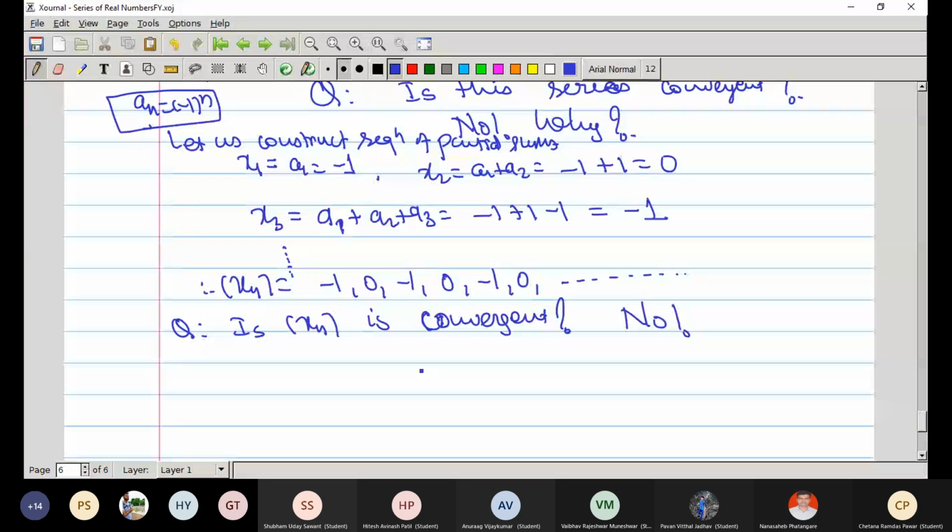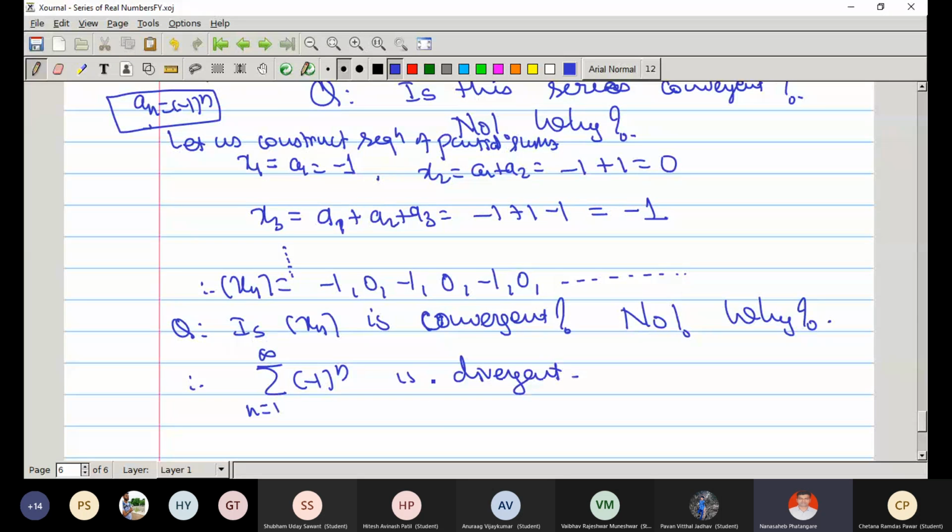So why? The answer is no. Is it clear that this sequence is not convergent? There is no confusion. And why is it not convergent? You can write down the detail. There are two subsequences which do not converge to the same number. So the sequence is divergent. And therefore, what can you say about the series? It is divergent. Okay, is it clear? Yes, sir.